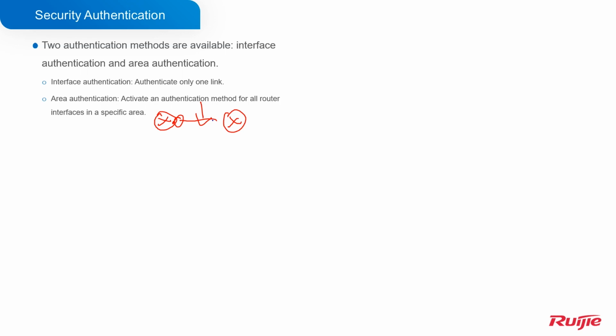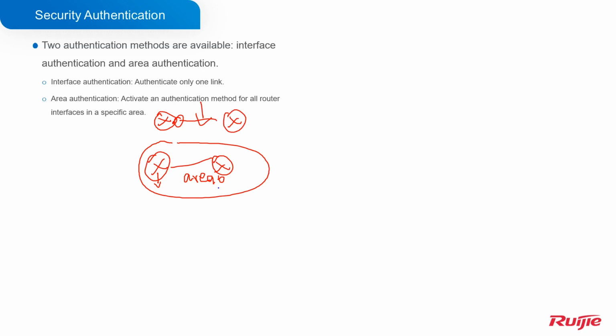But if we enable the area authentication, the two routers belong to one area, such as area 0. So we enable the authentication function on the router, and this router will have many interfaces, right? We will have interface 0, interface 1, interface 2. So all the interfaces belonging to this router will enable the authentication function. So this is the difference between interface authentication and area authentication. For the interface authentication, if we enable it on just one interface, it means the authentication function works on just one link.